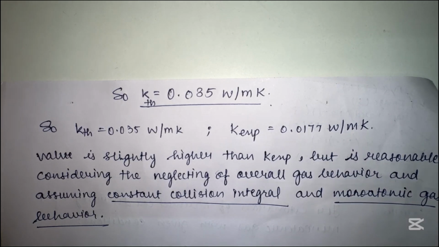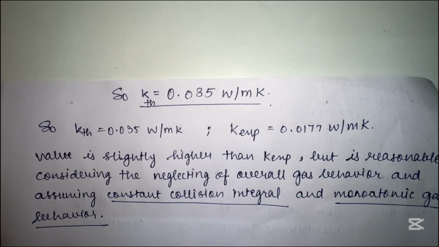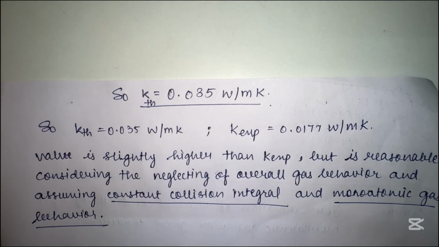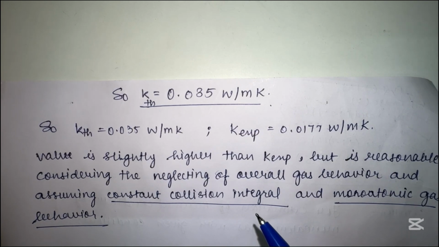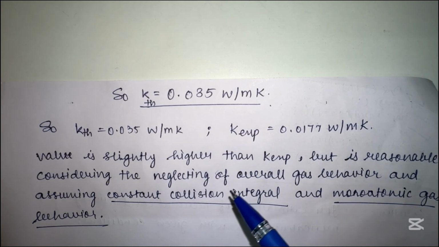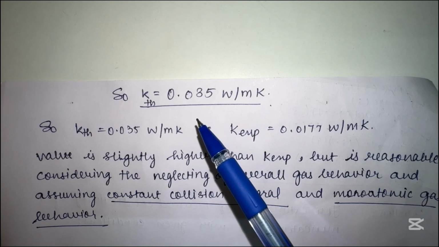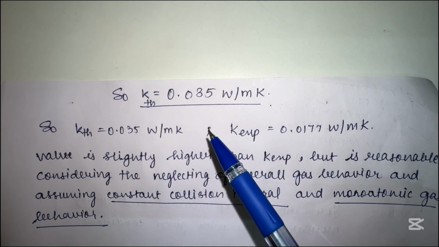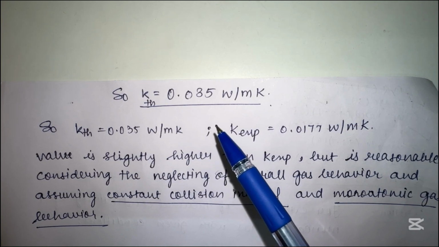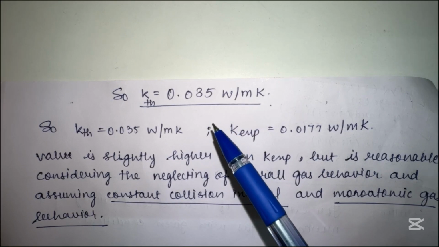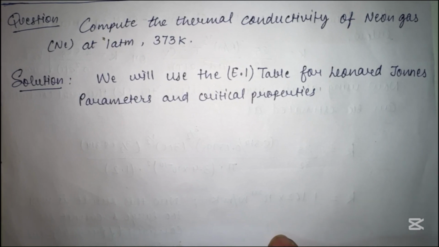So the value might vary a little bit due to the considerations we are taking, assuming the constant collision integral and monoatomic gas behavior. So here we have calculated the theoretical value of thermal conductivity for the argon gas using the Chapman-Enskog equation. Let us begin with this question.